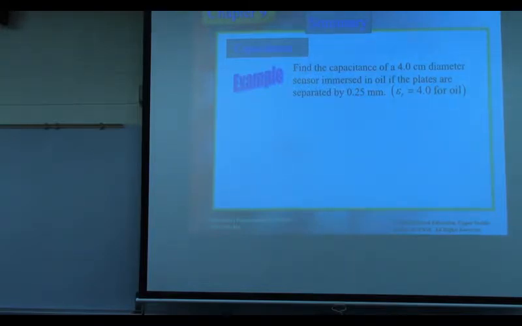If you can't calculate it, use paper and write the formulas. Each plate is a circle. The diameter equals 4.0 centimeter, like a quarter? Much larger than a quarter. Okay, calculate the capacitance.